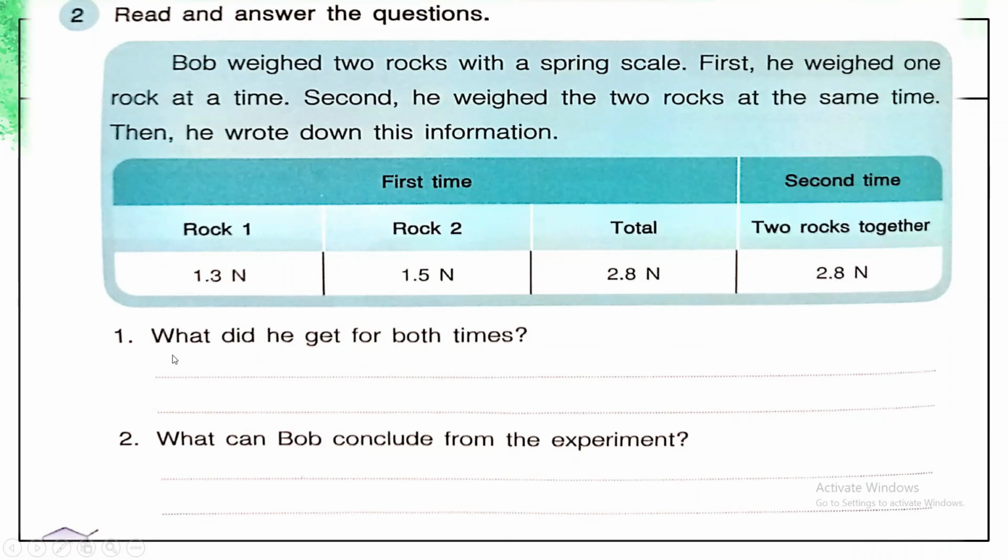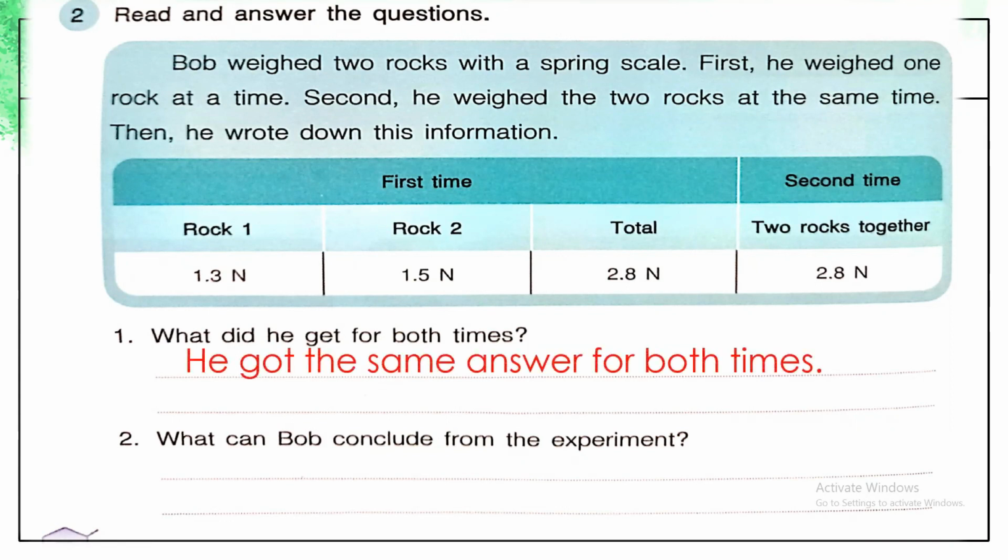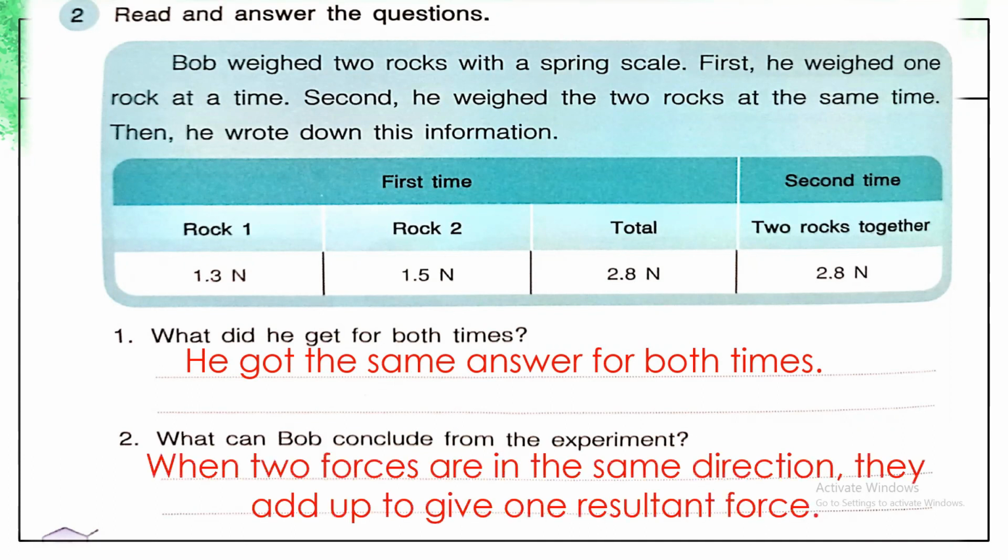So, first question, what did he get for both times? As you can see, the answer from the second time is equal to the sum of the answers of the 2 rocks weighed separately. So, he got the same answer for both times. For number 2, what can Bob conclude about the experiment? This has something to do with case 1. Case 1, when two forces are in the same direction, they add up to give one resultant force.